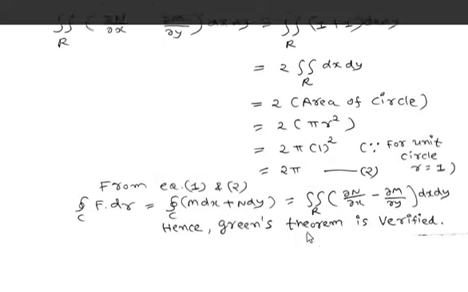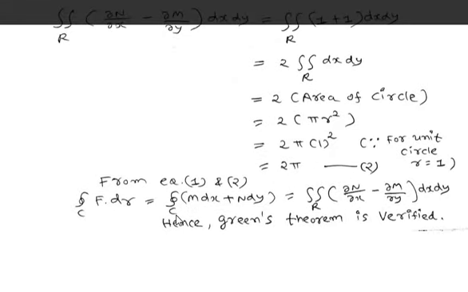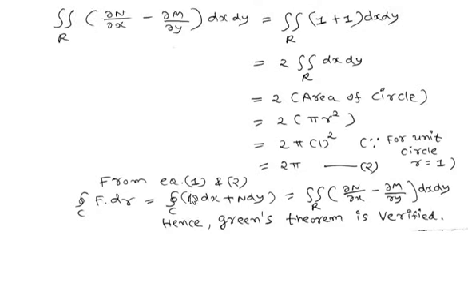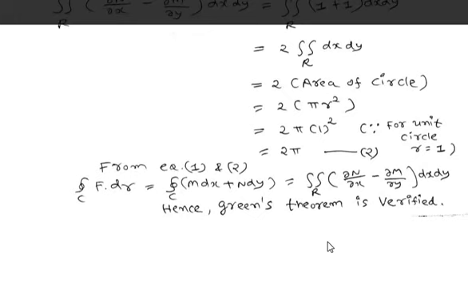So from equations number 1 and 2 we can say that the line integral of F bar dot dr bar, or the integration of M dx plus N dy along the closed curve C, equals the double integration of (del N by del x minus del M by del y) dx dy over the given region R. Hence, Green's theorem is verified.